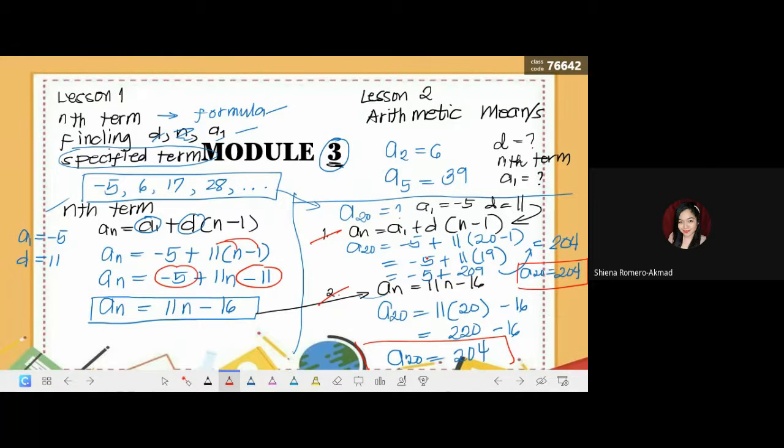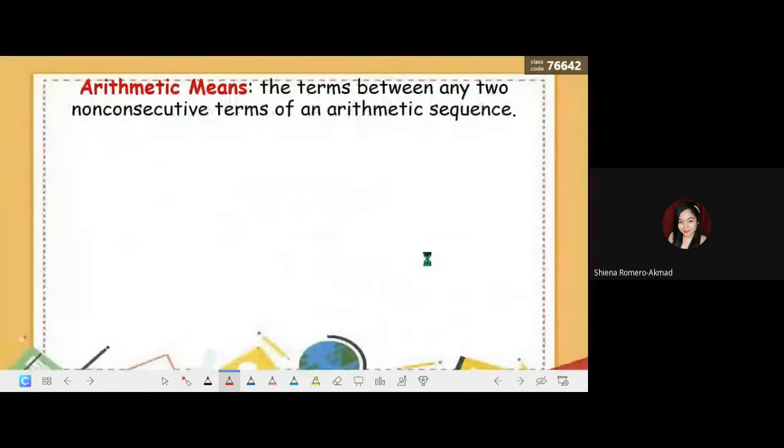Okay? So, proceed na tayo sa module number 3, lesson 2. Kasi tapos na natin yung lesson 1. The lesson 2 is all about arithmetic means. When we say arithmetic means, these are terms na nasa gitna ng non-consecutive terms of an arithmetic sequence. Let's say, meron tayong a sub 2 and a sub 5 kanina. So, ano ba yung nasa gitna nila ng mga terms? So, that is a sub 3 and a sub 4.